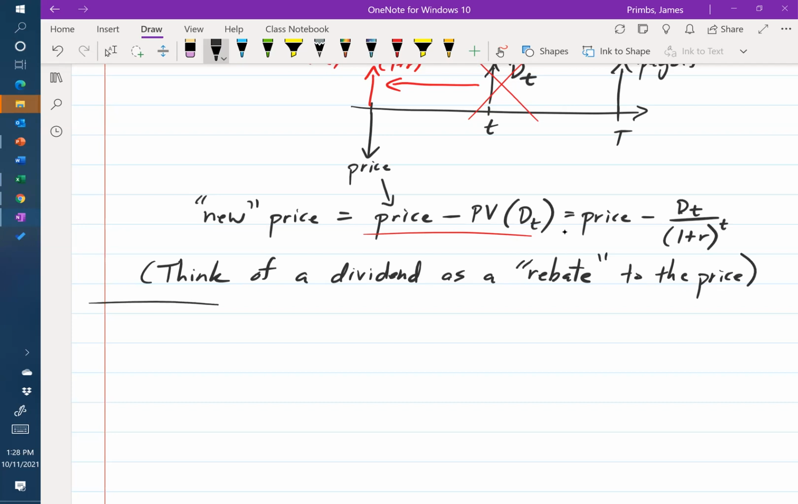Okay, so now that we have this, let's go back. Let's revisit put call parity. But now we can add dividends in, and we'll see there's no issue at all. So let's do put call parity with dividends.